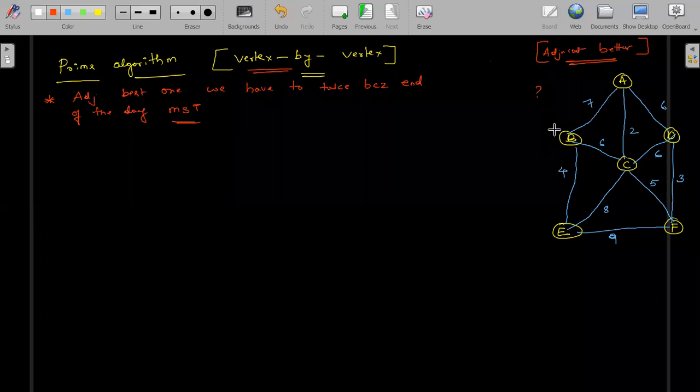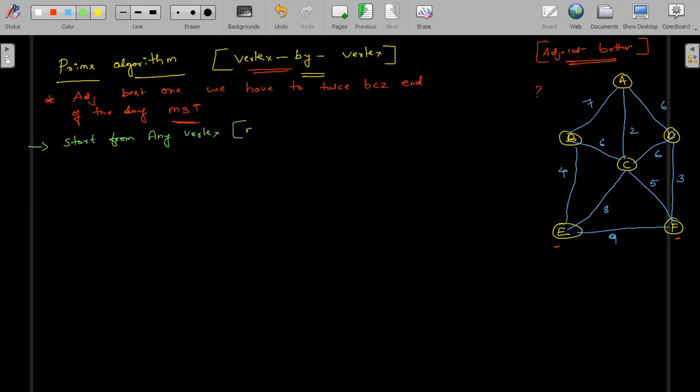Which vertex will you start from? Will you start from F? Or from V? Or from B? Or from A? Which vertex will you start from? Let me tell you. The answer is very simple: start from any vertex. No problem, you don't have any problem in this. You can start from any vertex. That is not a big issue here.